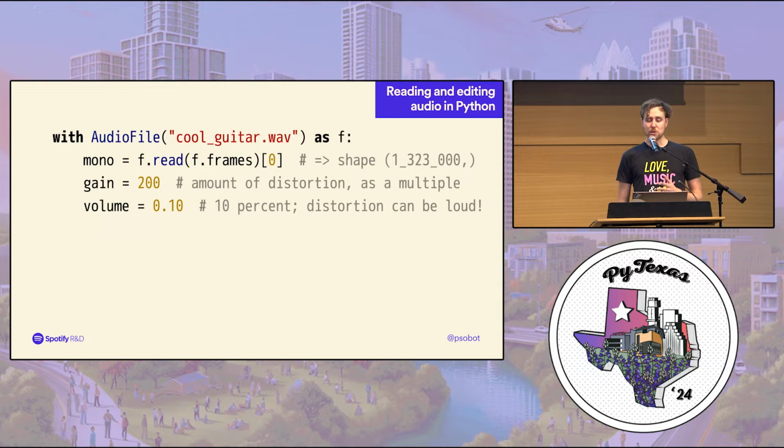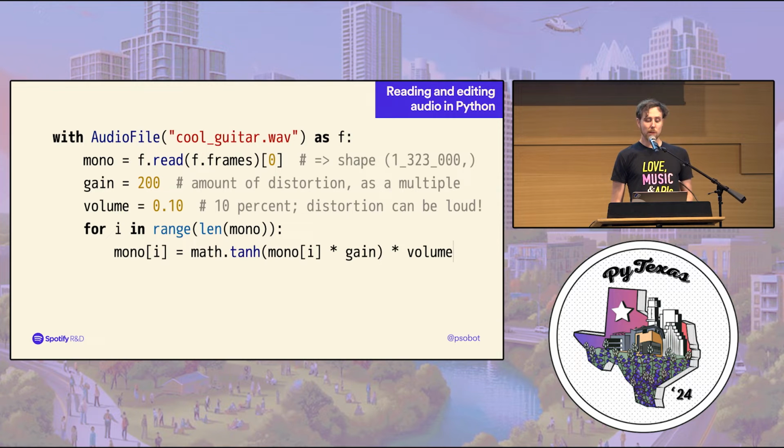Then let's set volume to 10%. This is just going to make sure that we don't blow out the speakers in this auditorium, because distortion will make things a little bit louder. Then, for every single sample in the audio file, we're going to apply a mathematical function here. This happens to be math.tanh, or the hyperbolic tangent function, but that doesn't matter too much. If you don't know what that means, I don't really either. That's fine. All I know is that this will make the sound much more distorted.